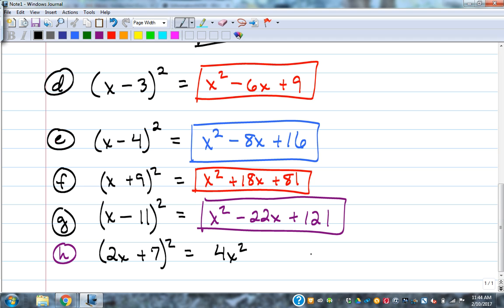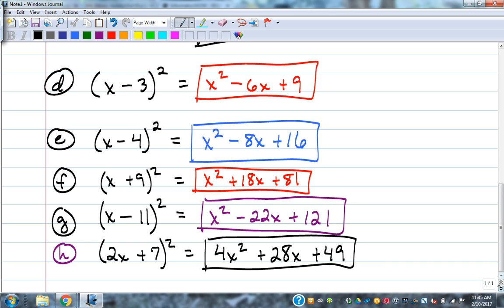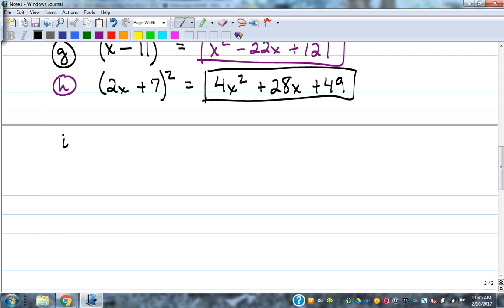Now the middle piece, we had 11 and x, and we doubled it. That'd be 11x times 2. Here, 7 times 2x would be 14x, and then we've got to double that. 28x. And it's a plus because there's a plus in the middle. And then the last term would be 7 squared, which is 49. So even when there's a number there, you can take that shortcut for these. We'll do several more of those.